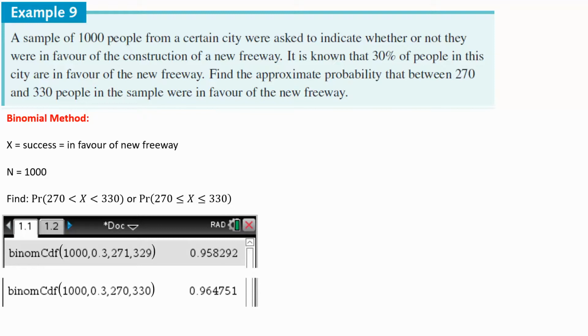I don't include 330. And I calculate, I get 0.958292. Then I do the same for binomial CDF, where I do include 270 and 330, and I get 0.96 or whatever it is. Yes? Yeah, so between would mean that you don't include it.